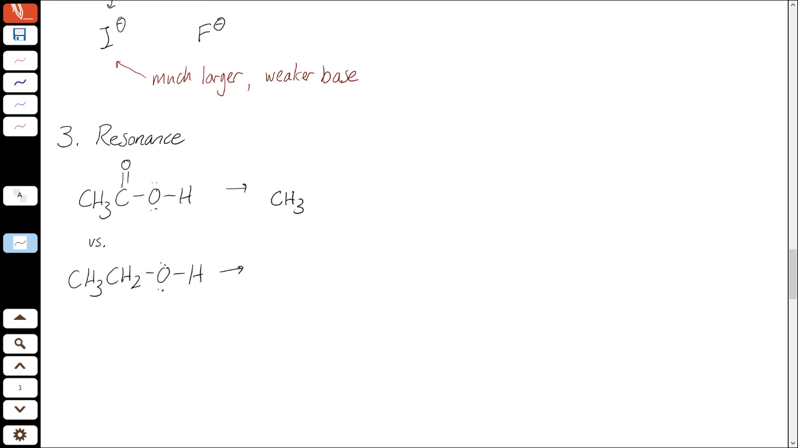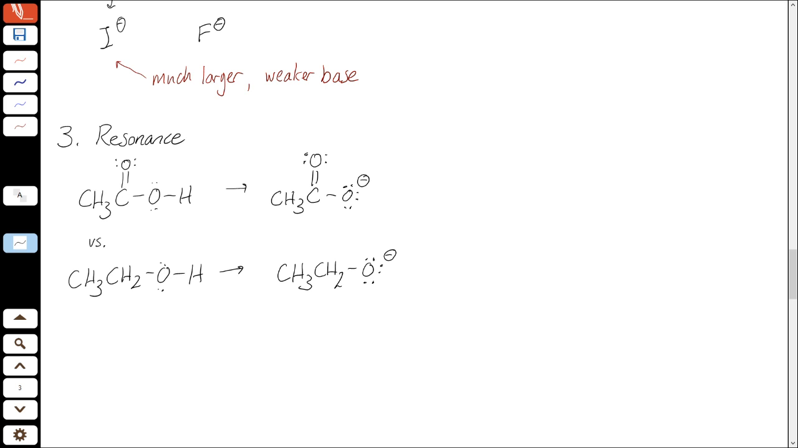The conjugate base of acetic acid is acetate ion, and the conjugate base of ethanol is called ethoxide. Okay. So based on, whoops, I forgot some lone pairs here. Based on what we've talked about so far, it would appear that these are essentially equal. They both have an oxygen atom with the negative charge, so same kind of atom. So the two previous things we talked about don't have any weight here.